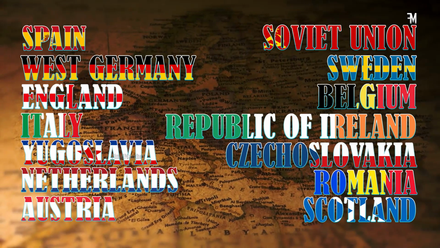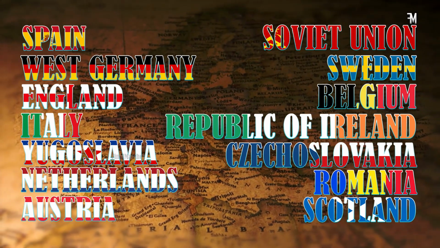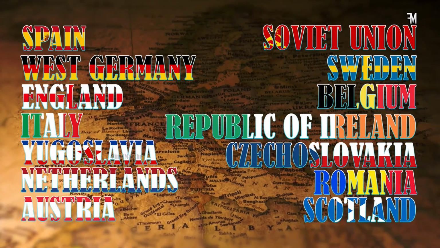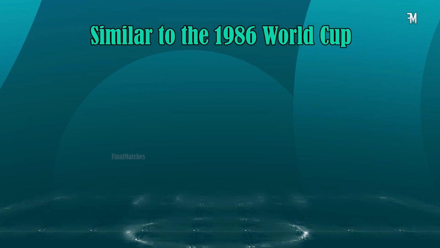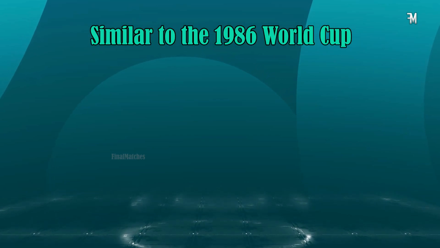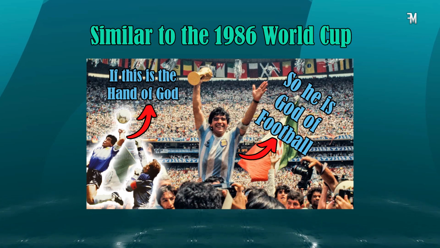This is the last time that West Germany, Soviet Union, and Czechoslovakia will participate in the tournament. A few months after these games, the structure and name of these countries changed in general. The format of the tournament is like the 1986 World Cup. To know the details of the 1986 World Cup, you can watch the previous video of the Final Matches channel.